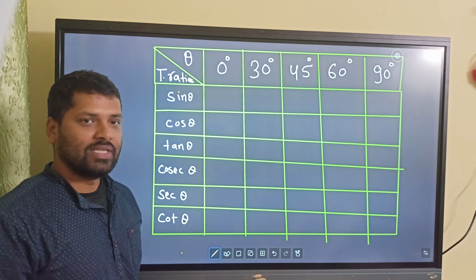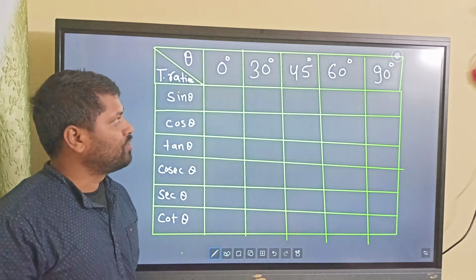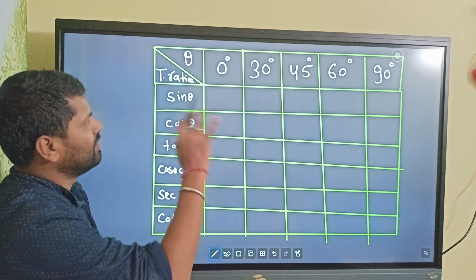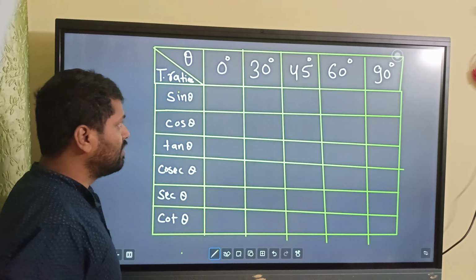Hari Om. So we'll see today the values of trigonometry ratios. This is a very important part because this will summarize the whole trigonometric concepts. Now sine theta. Yesterday we have done the derivation.